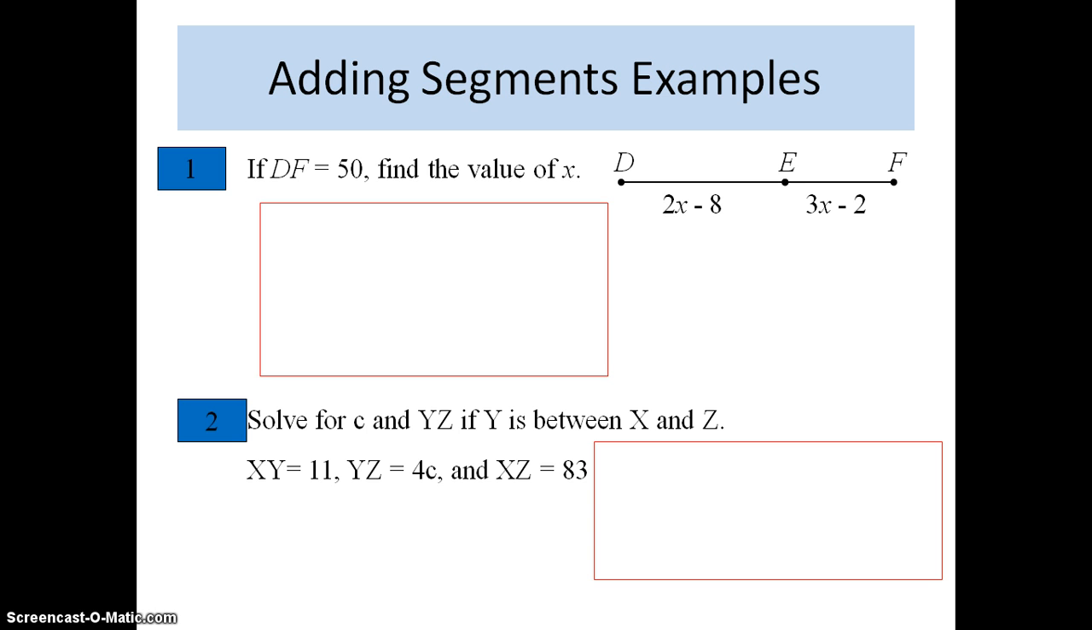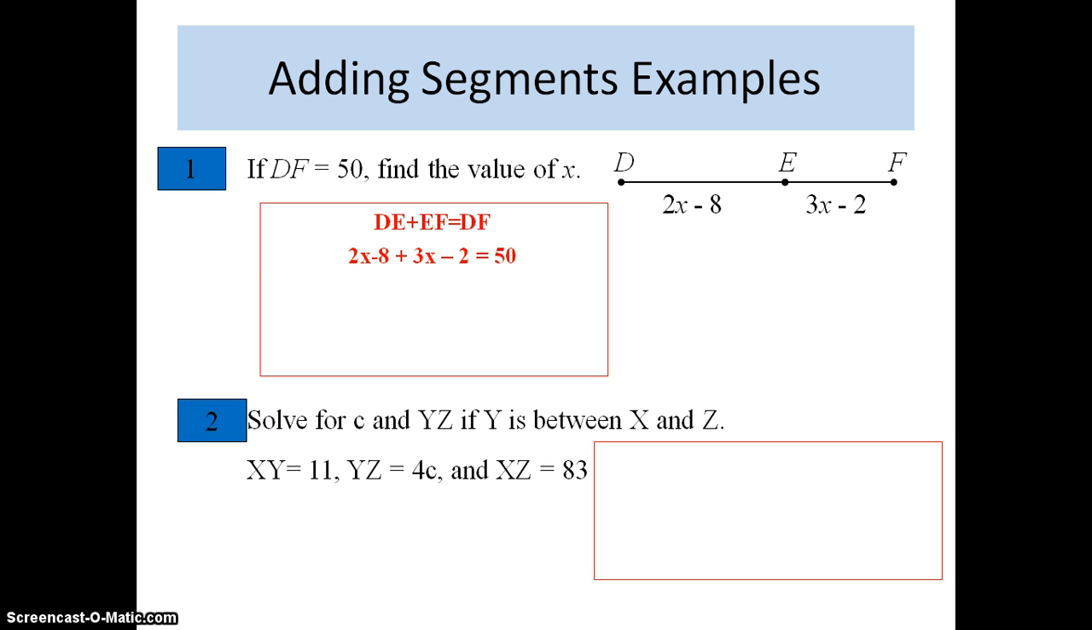Now what we're going to do is throw in some variables. This we'll have to write an equation and solve it. So if DF is 50, if the whole thing's 50, find the value of x. So let's write our segment addition equation. I know that DE plus EF equals DF. I'm going to plug in what I know. DE is 2x minus 8. EF is 3x minus 2. And DF is 50. Now I just need to solve this equation for x.